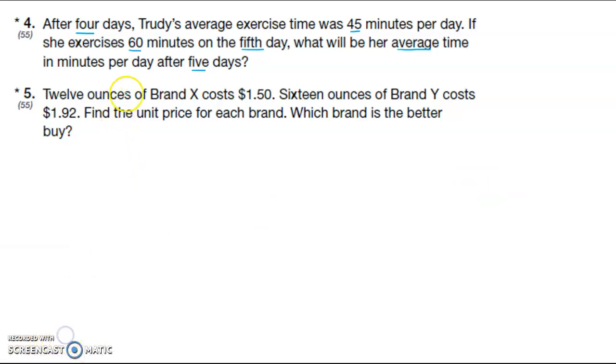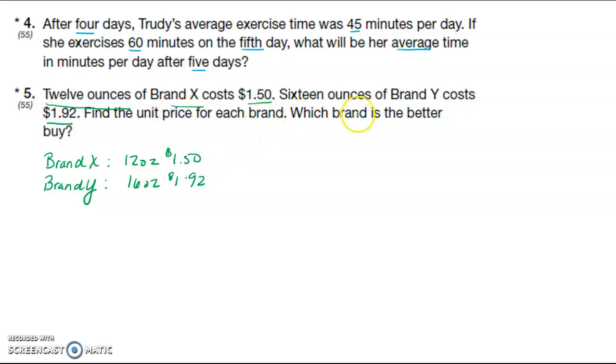Let's see, let's do green. 12 ounces of brand X costs $1.50. So brand X, 12 ounces, $1.50. 16 ounces of brand Y costs $1.92. Find the unit price for each brand and which brand is a better buy, meaning which brand is cheaper.